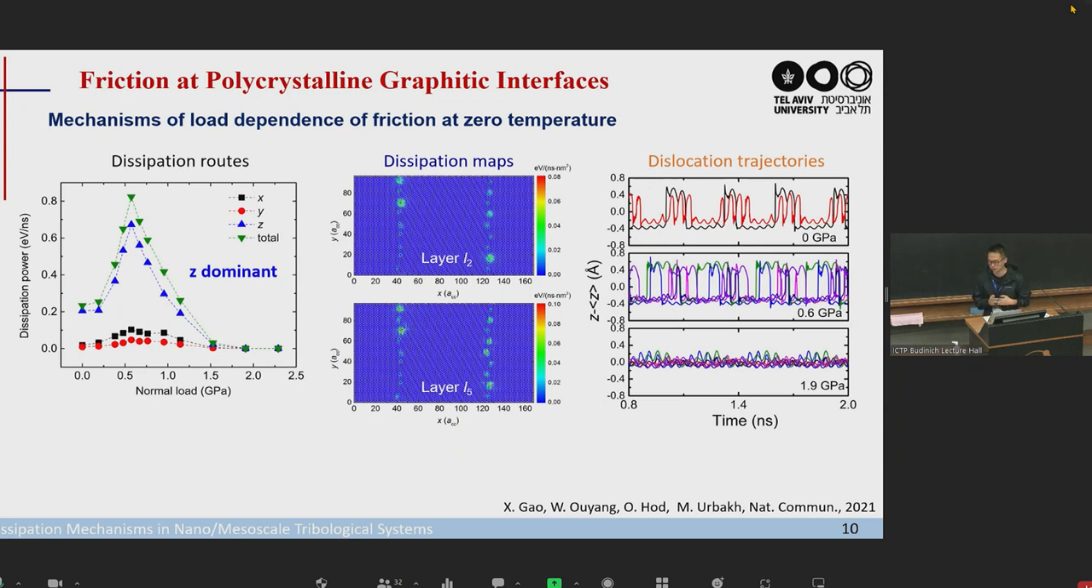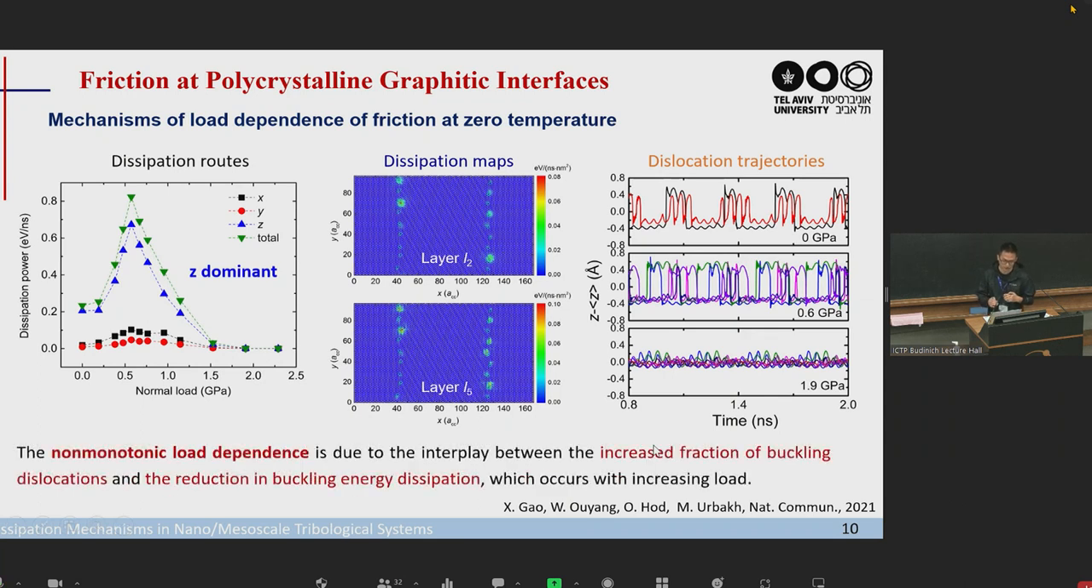By increasing the normal load, we find it has two opposite effects. First, it can promote more dislocations to buckle during sliding, while it suppresses the magnitude of buckling, which will reduce the energy dissipation per buckling event. So under high normal load, we see that the dislocations undergo smooth-like motion and the energy dissipation is low. Here we can explain that the non-monotonic dependence of friction on load at zero temperature is due to the competitive interplay between the increased fraction of buckling dislocations and the reduction in each buckling event as the normal load is increased.